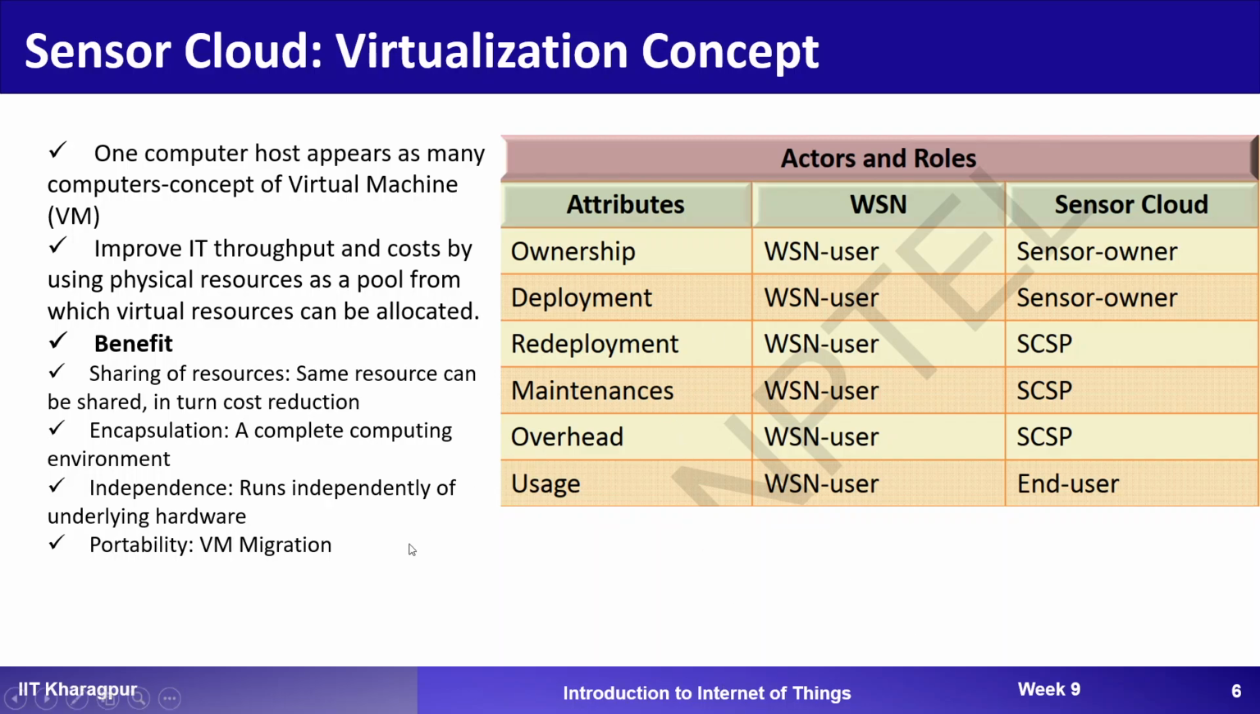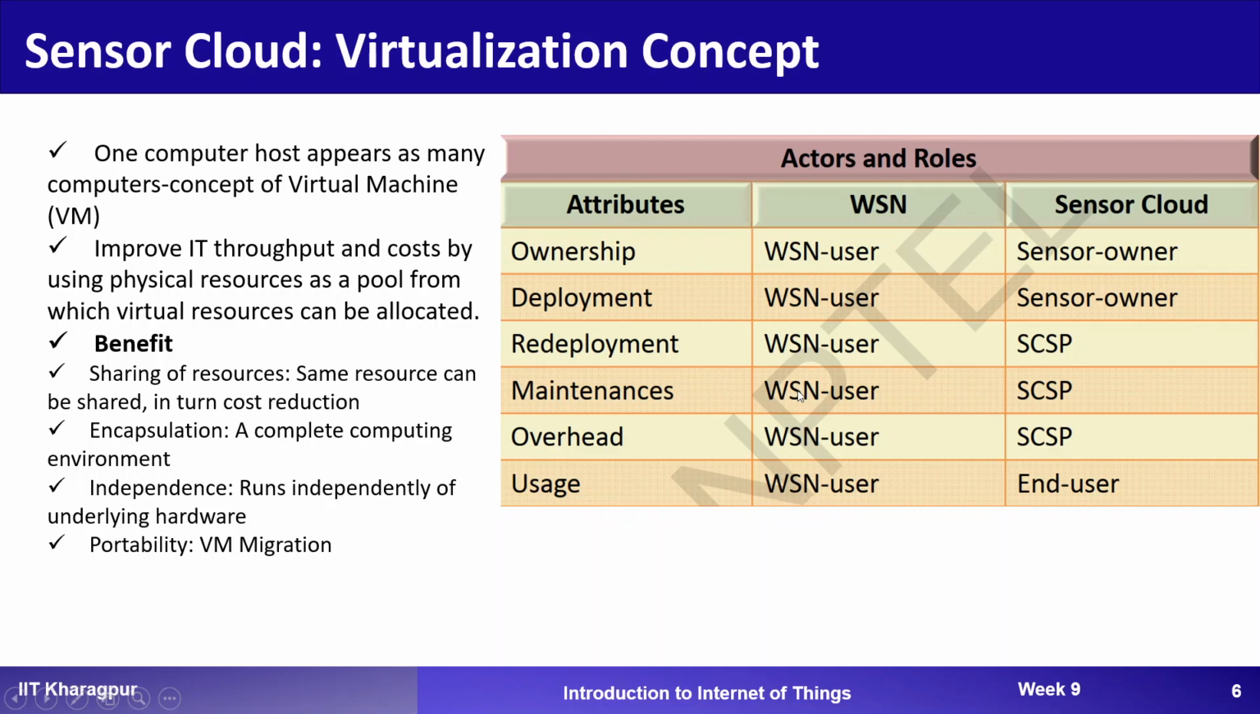So what are the various benefits of using virtualization? Virtualization is responsible for the sharing of resources. Many applications can share the resources which are available in the pool. Next one is encapsulation, then independence. All the applications which are running are independent of each other. They are not aware of the other applications which are using the same sensors. And the next one is your portability. Virtual machines can be migrated from one place to another.